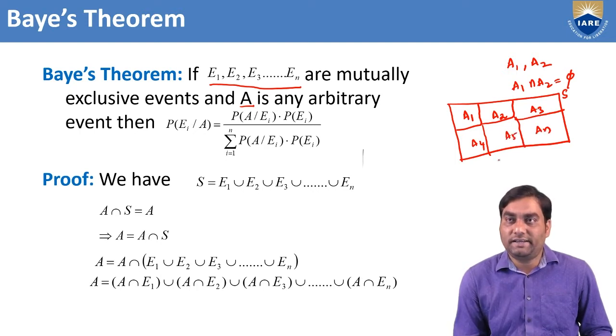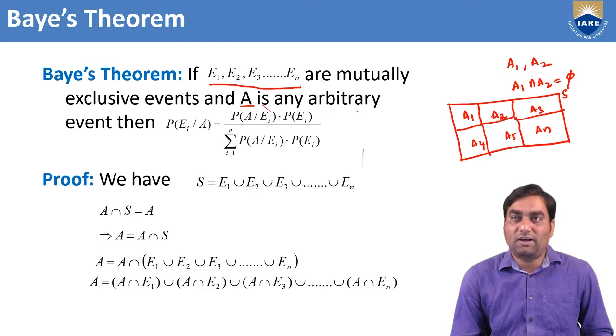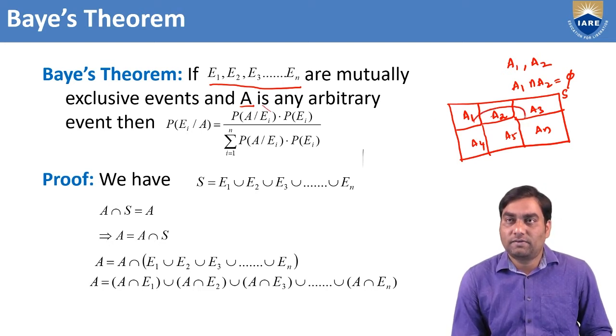Observe that in this diagram, A1, A2, A3, A4, A5 and so on, An are mutually exclusive events. See, A1 and A2, there is no common point. A1 is separate, A2 is separate. Similarly, A2 and A3 also have no common point. A1, A3 also no common point. A1, An also no common point. So that's why these are mutually exclusive events. And another event is there, A. This is an arbitrary event. This is not a mutually exclusive event. Assume that this is A.